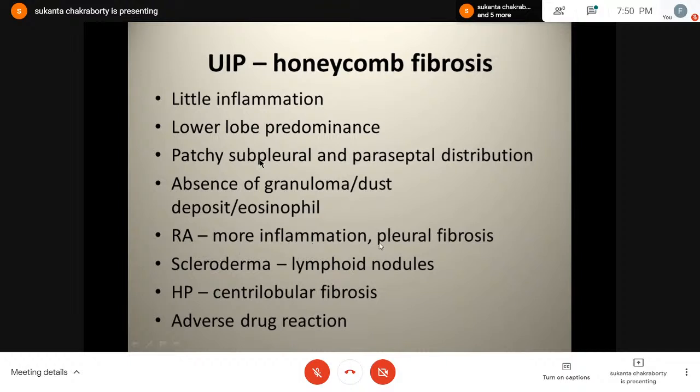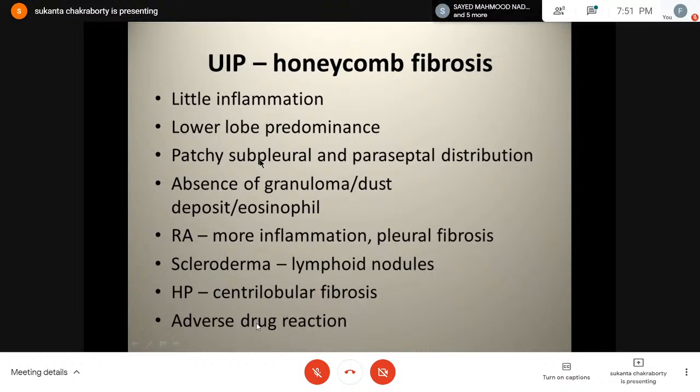In rheumatoid arthritis, there will be more inflammation and pleural fibrosis. In scleroderma, there will commonly be lymphoid nodules, and in hypersensitivity pneumonitis, there will be centrilobular fibrosis.